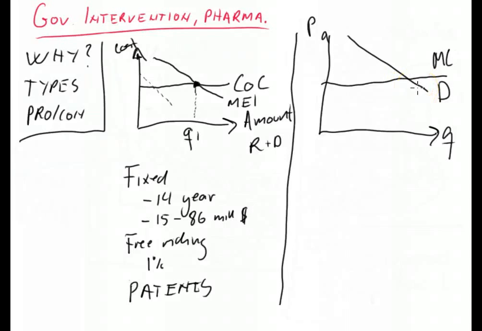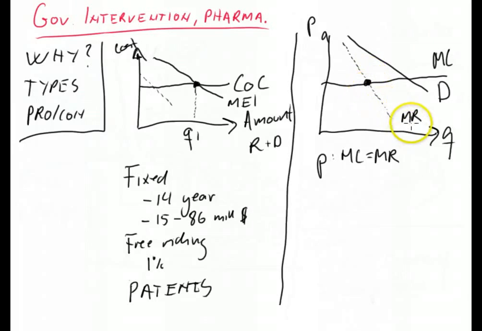Now, a monopoly will set the price and the quantity where marginal cost is equal to marginal revenue. So we have demand, we have marginal cost, but we also need marginal revenue. And marginal revenue for a monopolist is a curve that goes something like this. That's the marginal revenue. So they will produce at this point where marginal cost is equal to marginal revenue.